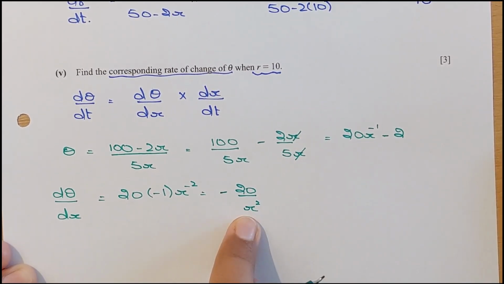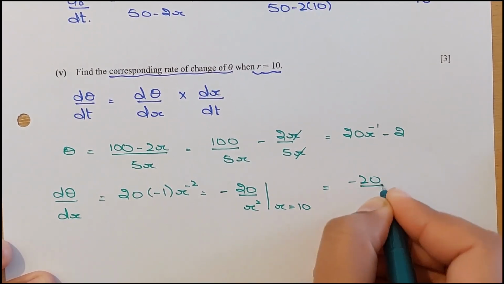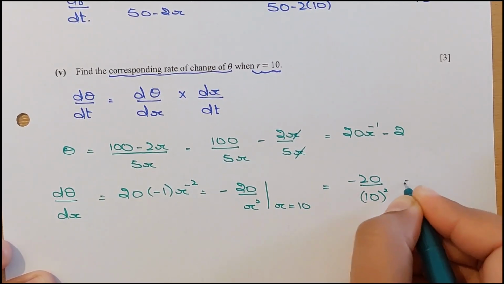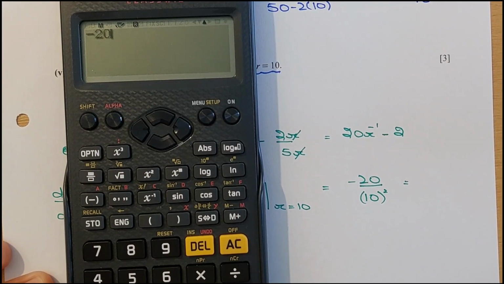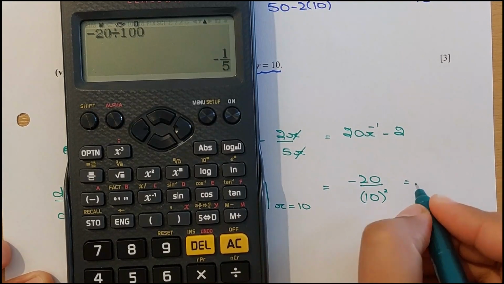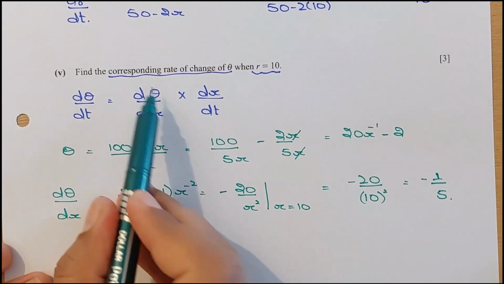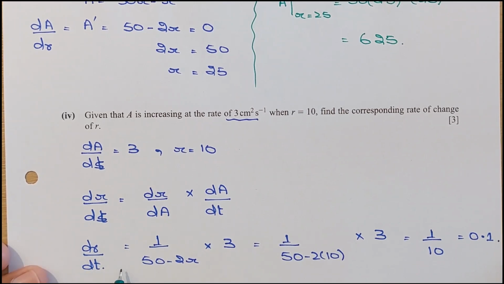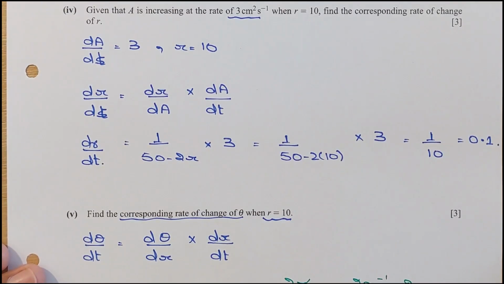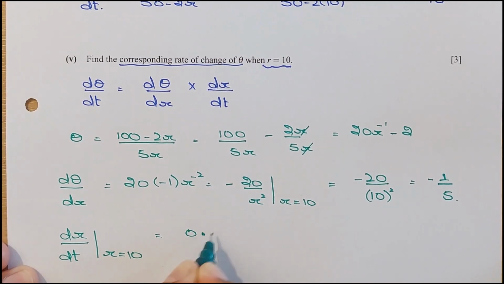Now put r equals 10. At r equals 10, we have minus 20 over 10 squared. 10 squared is 100, so minus 20 divided by 100 is minus 1 by 5. That is d theta by dr. And dr over dt at r equals 10 is 0.1, the whole answer we found earlier.